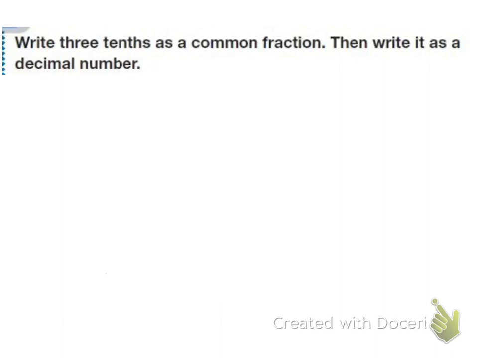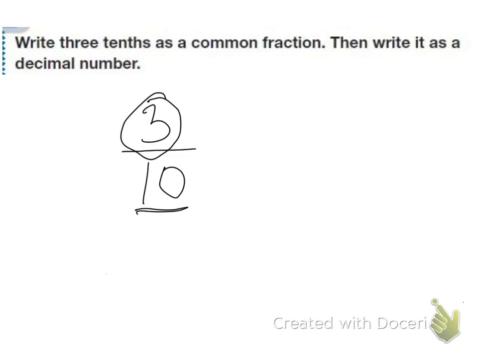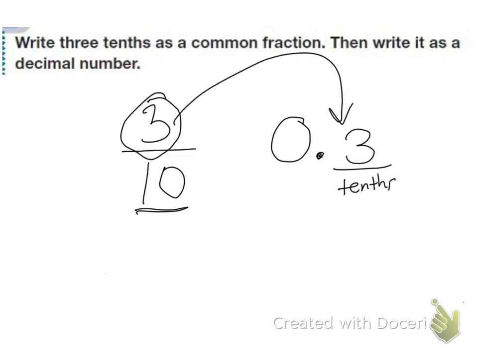So here it says write 3/10 as a common fraction and then write it as a decimal. So I know 3/10 is written like this. Okay. Now, with my decimal, the number in the numerator becomes the number in my decimal, okay? And the denominator tells me the place value. So if I have 0. The first place value is tenths. So since I have 3/10, the 3 just goes into the tenths spot. So 3/10 is the same as 0.3.